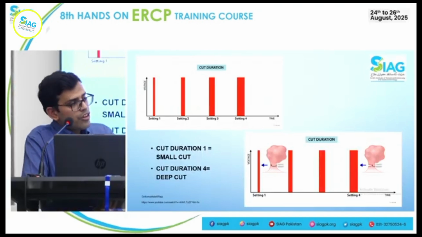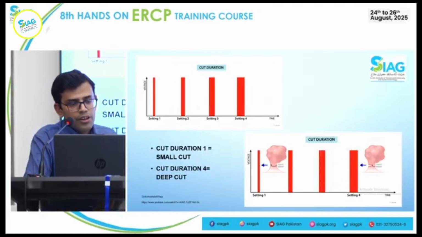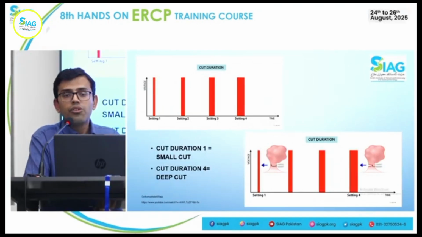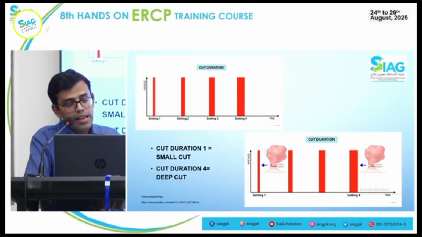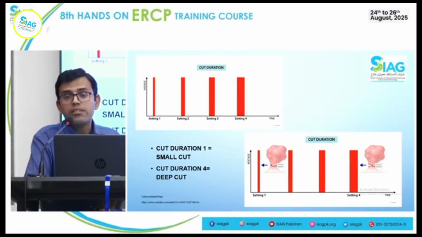The second thing that we see on the screen is duration. Duration is the amount of tissue cut at one point. So setting 1 means a small cut, while setting 4 means a deeper cut.